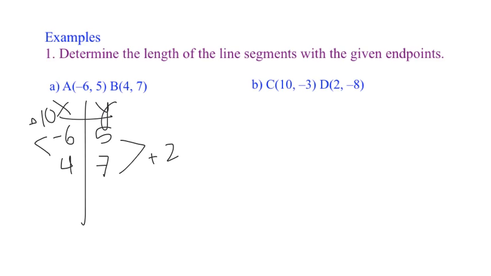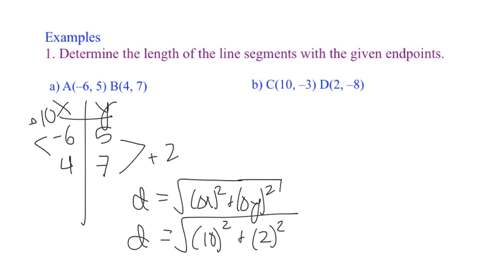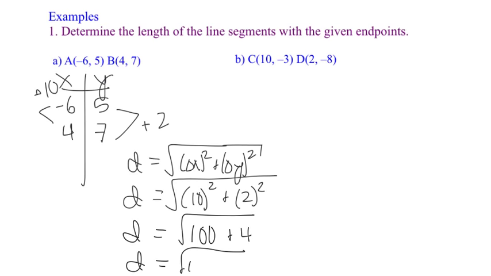So going from the formula, d equals the square root of delta x squared plus delta y squared. I'm going to put in my numbers. Delta x is 10, so I have 10 squared plus 2 squared. D equals the square root of 10 squared is 100 plus 4, and d equals the square root of 104.